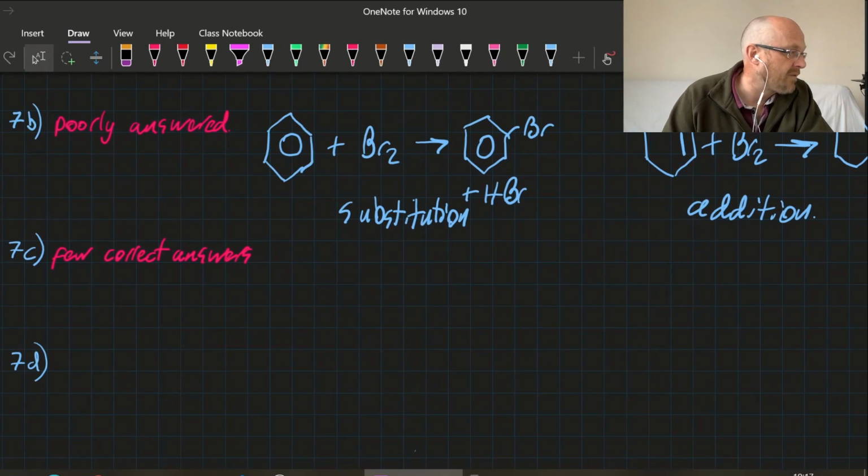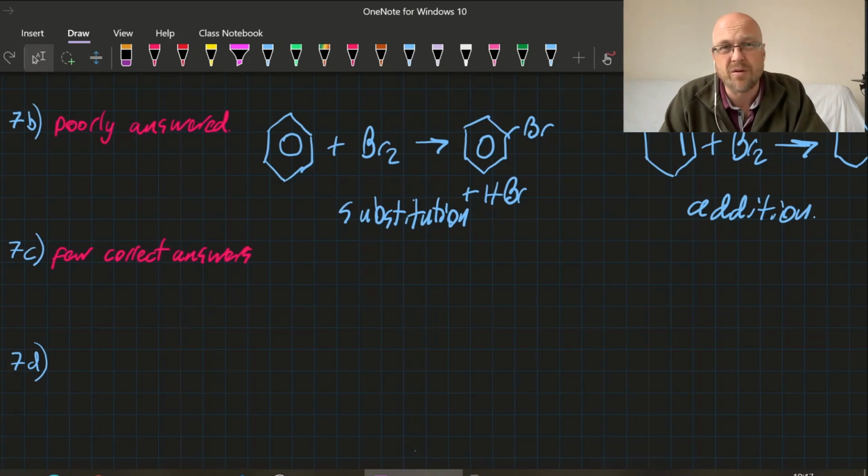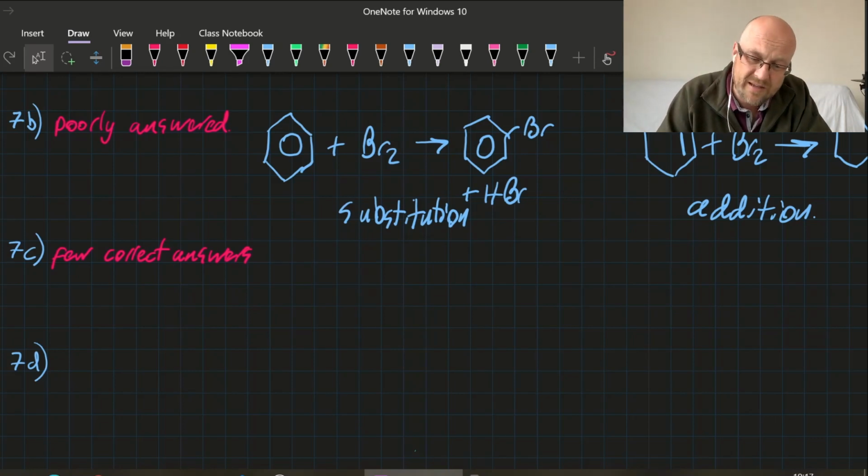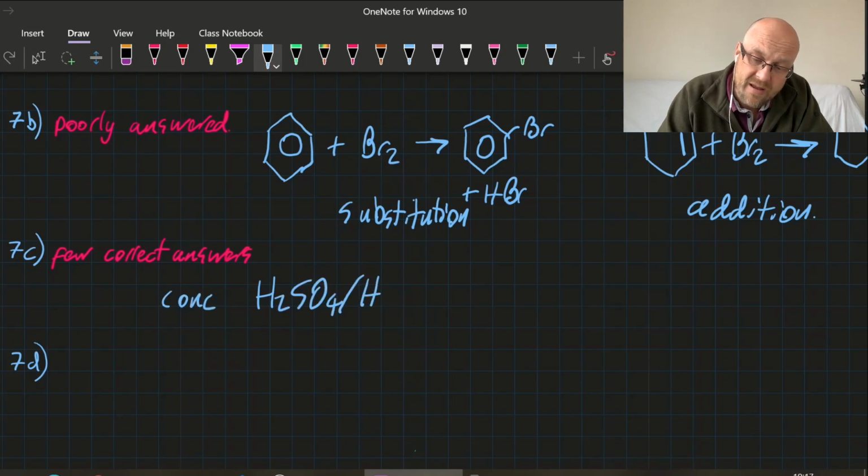7C, state the reagents used to convert benzene to nitrobenzene and the formula of the electrophile formed. Do you know what? I only know this because I did it recently. You've got concentrated sulfuric acid and nitric acid, and then you make that kind of funky NO2+.